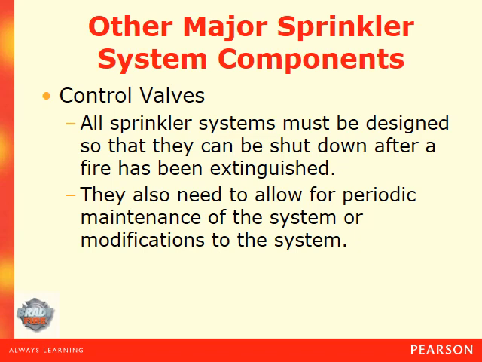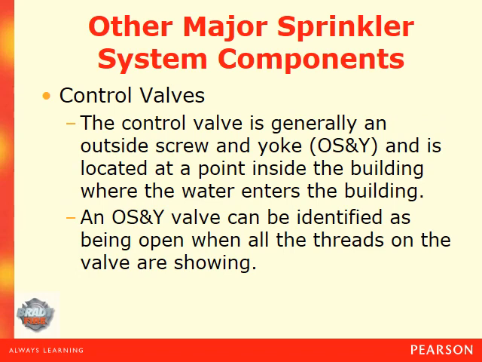Control valves. All sprinkler systems must be designed so that they can be shut down after the fire has been extinguished. They also need to allow for periodic maintenance of the system or modifications. The control valve is generally an outside screw and yoke, known as an OS&Y, and is located at a point inside the building where the water enters the building. An OS&Y valve can be identified as being open when all the threads on the valve are shown. When they are not, it can be deemed closed. This is one way to shut off all water to the sprinkler system after a fire.